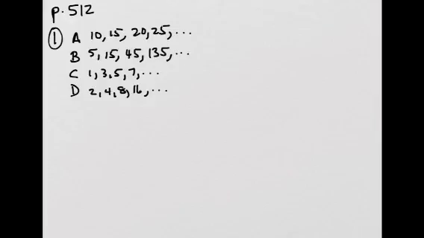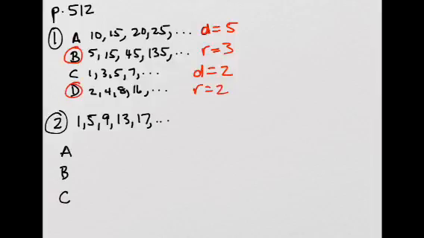The first sequence is arithmetic. The common difference is 5. The second one is geometric, and the ratio is 3. The third one is arithmetic. The difference is 2. And the last one, D, is geometric. The ratio is 2.